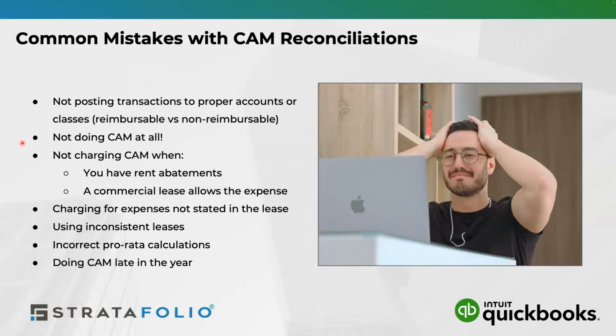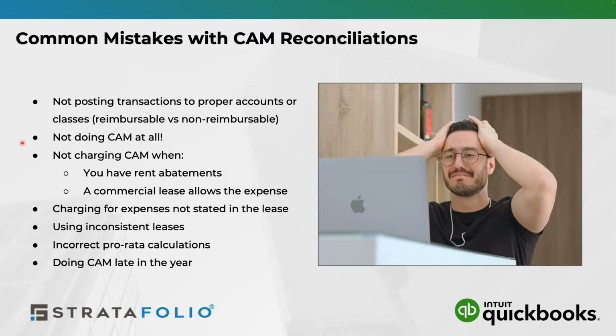Not doing CAM at all leaves money on the table for the owners, and it is such a daunting task sometimes that people don't do it, so you're going to be leaving money out there. Not charging CAM when you have rent abatement. Just because there's a rent abatement, again, this is a negotiating thing with the tenants, it does not always mean that OPEX is rent abated as well. So you need to make sure that you are clear if it is abated or not.